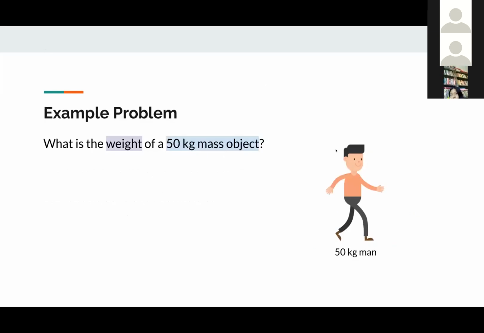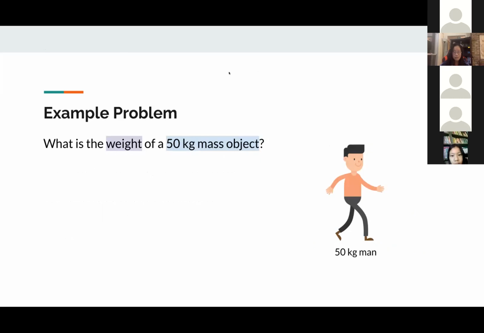Okay, so now we have an example problem. What is the weight of a 50 kilogram mass object on Earth? If you want to type an answer in the chat, that would be really lovely. I'll give you guys 30 seconds.